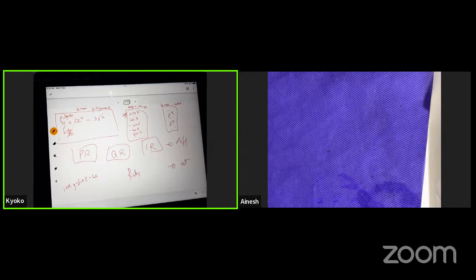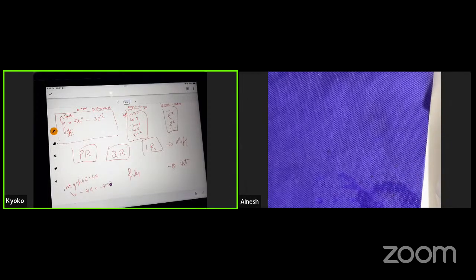Negative cosine x times sine x. Negative cosine x times negative sine x? Sine x times sine x. So that means what you're proposing is, Kyoko, you will integrate this separately and then times integrate this separately, correct?